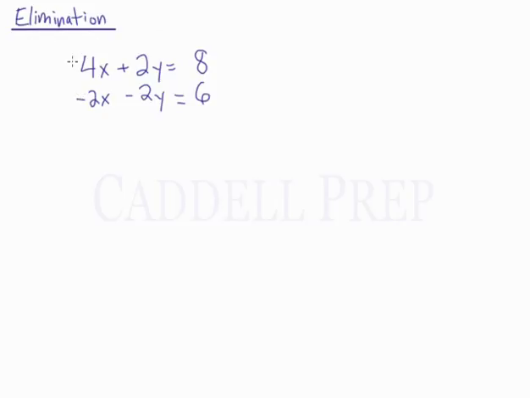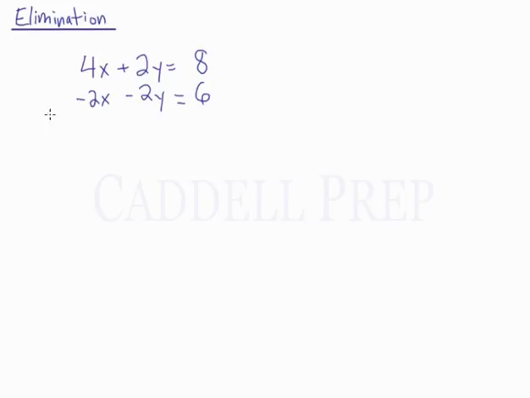In this lesson, we're going to review elimination, which is a method used for solving a system of equations. So here we have our system, 4x plus 2y equals 8, and negative 2x minus 2y equals 6. So what we do in elimination is we're going to add the equations together in such a way that one of the variables cancels out.